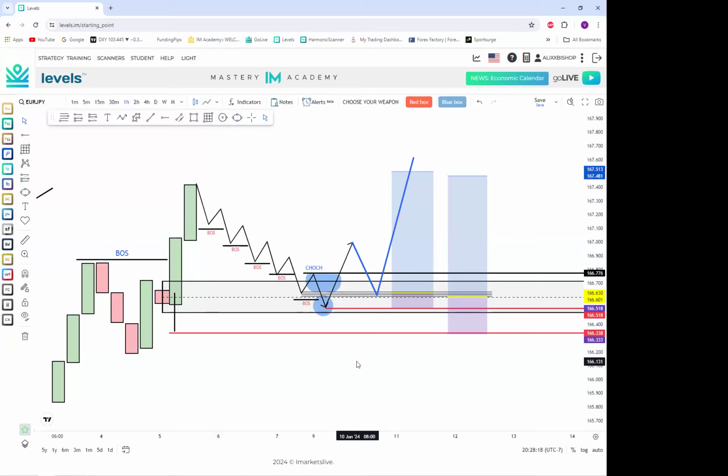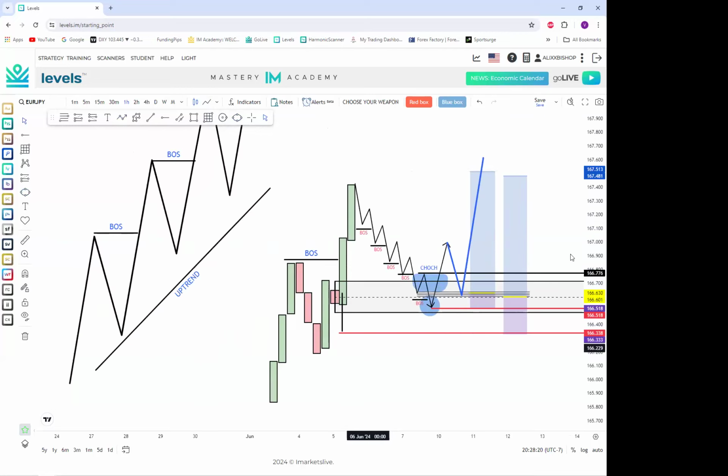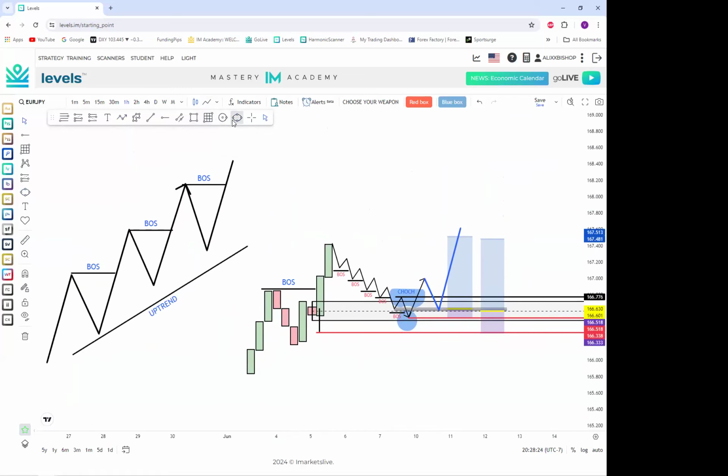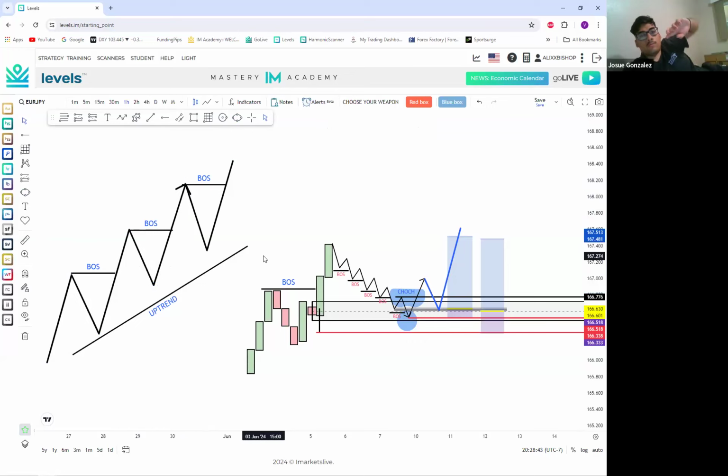Awesome, guys. This is how we capitalize as the market pulls back right here, so we can ride this wave right back up. This is how, guys, and we do this over and over again.